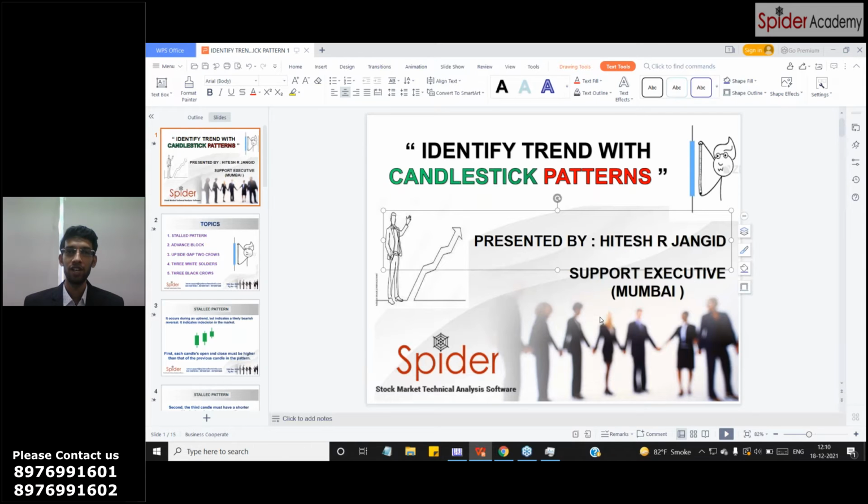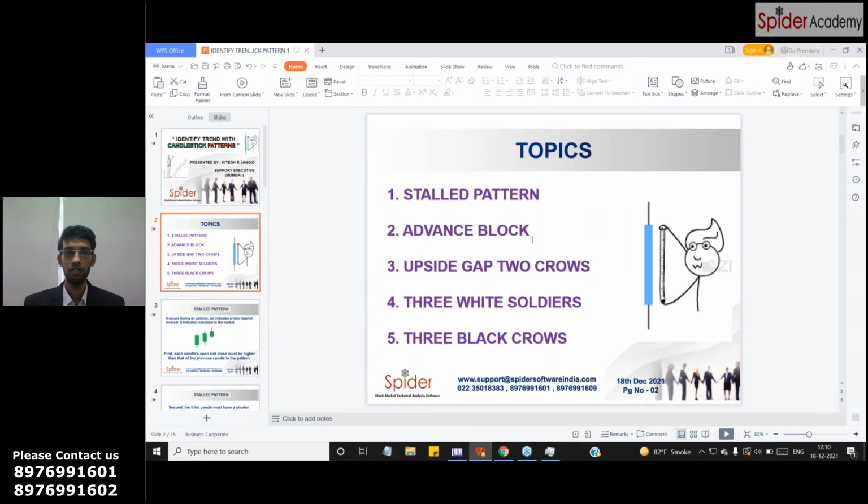So I will start with the topic, and we will cover these 5 candlestick patterns. First is stall pattern, second is advance block, third is upside gap two crows, fourth is three white soldiers, and the fifth is three black crows. I'll discuss one by one, and then at the last we'll see how to trade those stocks.